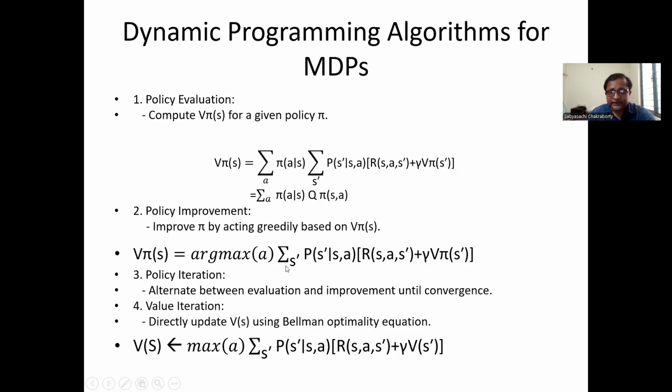The action will be chosen that will generate the maximum value of this internal term, that is the Q function. The action will be chosen that will maximize the Q function. This summation is a Q function. So this is a policy improvement.